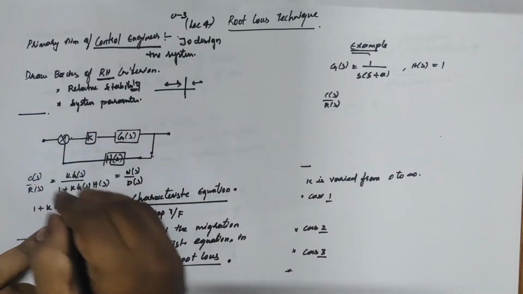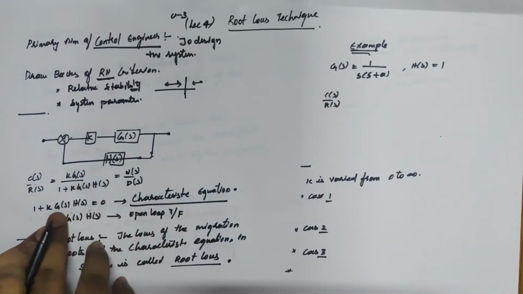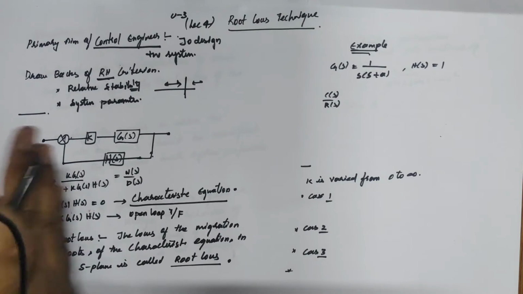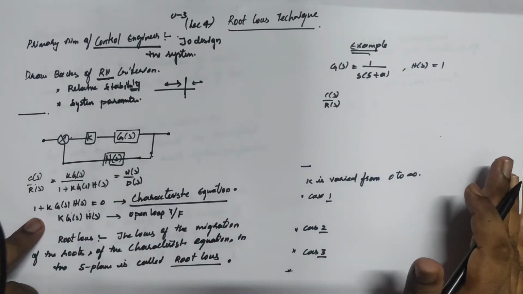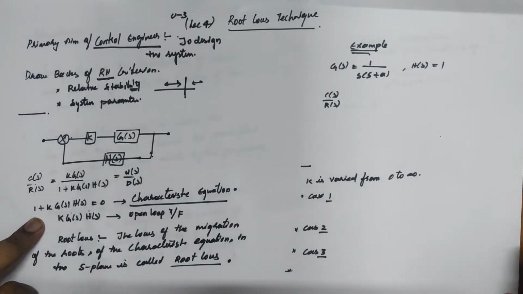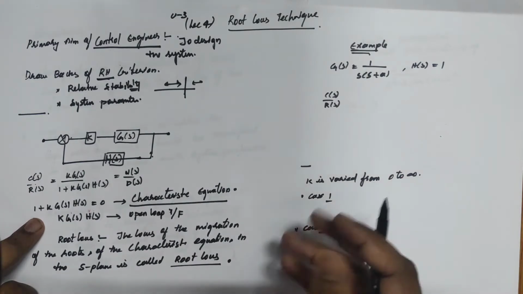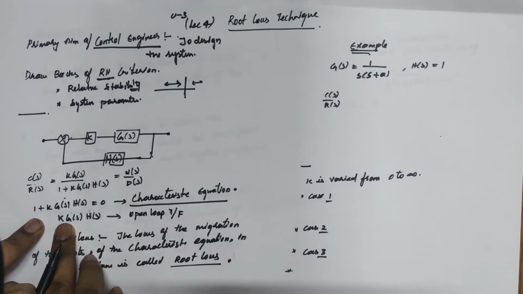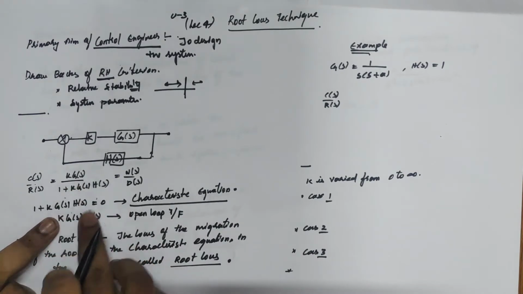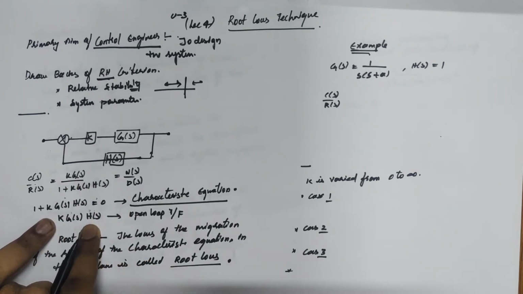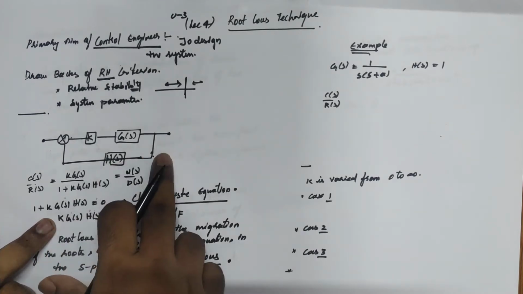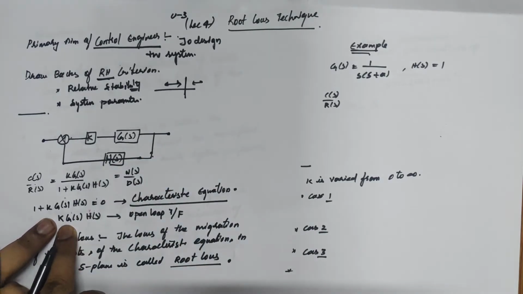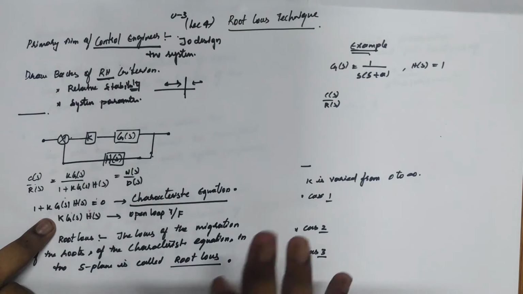So in this transfer function, you need to understand that this is the characteristic equation, and throughout our whole analysis in control systems, wherever you see the characteristic equation, it means the denominator equal to 0, and the open loop transfer function is this one. If my system is unity feedback, that is H of s equal to 1, then the open loop transfer function means K into G of s is my open loop transfer function.